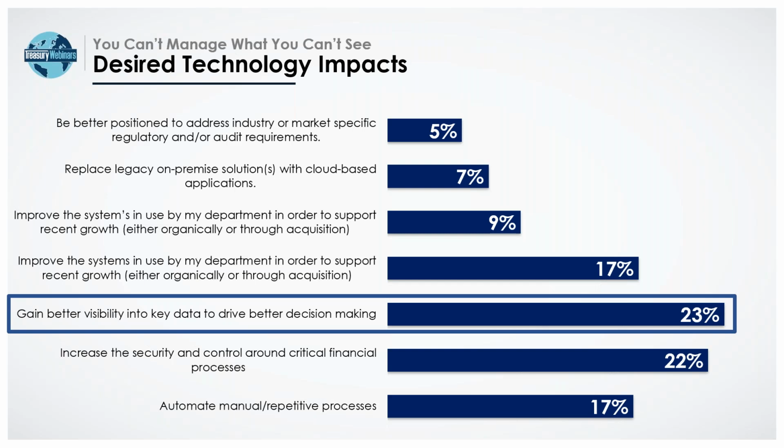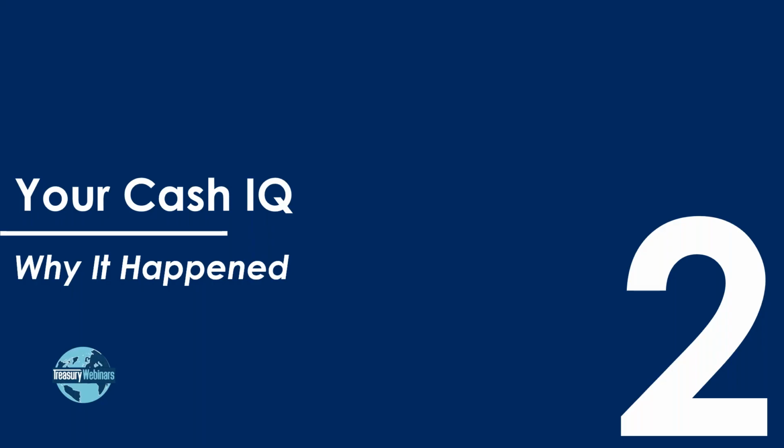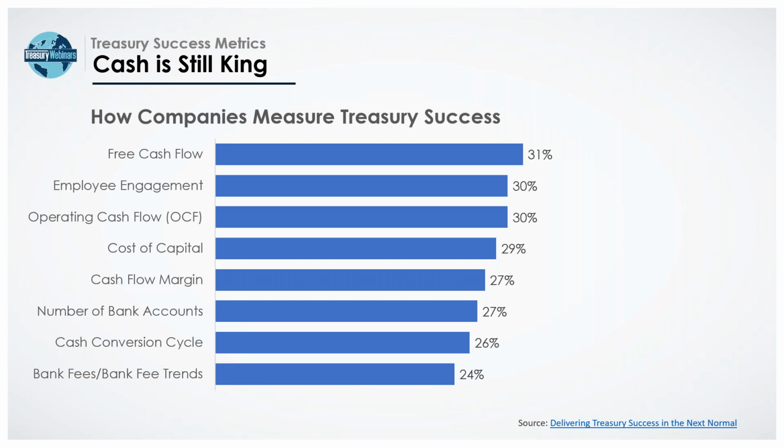So John touched on the what happened. I call it your cash IQ. So let's dive into why it happened. One of the things I want to say, just to show you how important it is, and I know we have a lot of Treasury folks out here, is why cash forecasting is important. It's important because it impacts our cash management. If you look at how companies measure Treasury success, free cash flow, operating cash flow margin, all those things are related to cash forecasting accuracy.